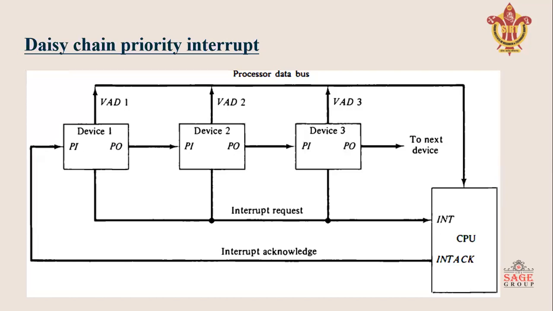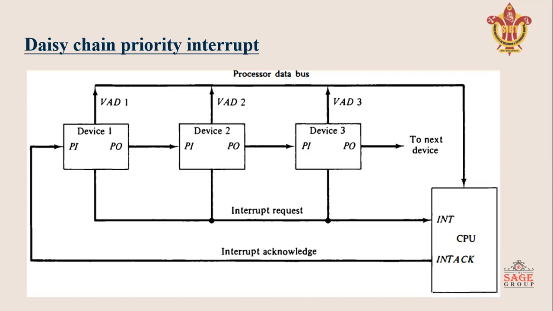This is the diagram for a daisy chain or serial priority interrupt method. As I have told you, all the input-output devices, in this figure device number 1, device number 2, device number 3, and n number of devices, will be connected serially, and they will send the request for accessing the CPU in parallel. Here, INT stands for interrupt request, INTACK stands for interrupt acknowledgement. These are unidirectional signals. Interrupt comes from the devices to the CPU, and the interrupt acknowledgement, the CPU will send to the devices one by one.